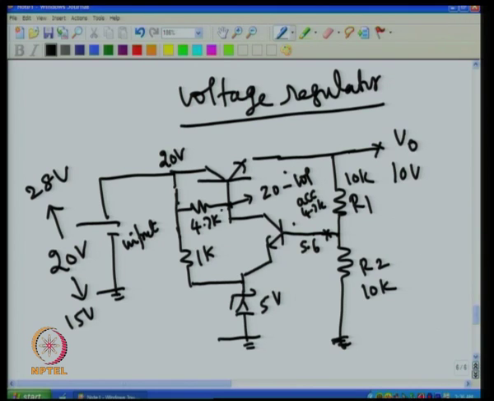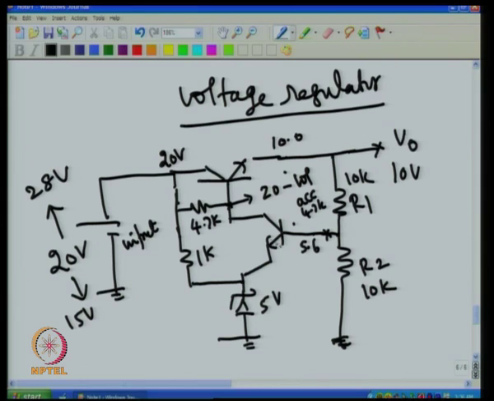Assume this comes to 10.6, then this will automatically come to 10, because the base emitter voltage has to be only 0.6. So, if it is 10.6, it will come to 10. If it is 20, it will come to 19.4.